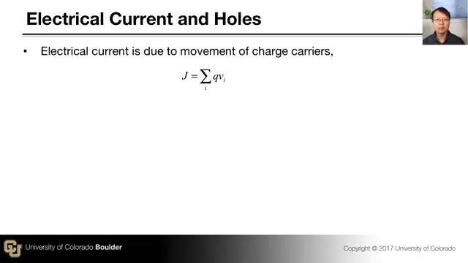Now, let's consider electrical current. Electrical current is defined as the movement of charge carriers. So total current density J is simply a summation of the charge each individual charge carrier carries and its velocity. If you sum these Q times V products for all electrons in your system, that is your total electrical current density.